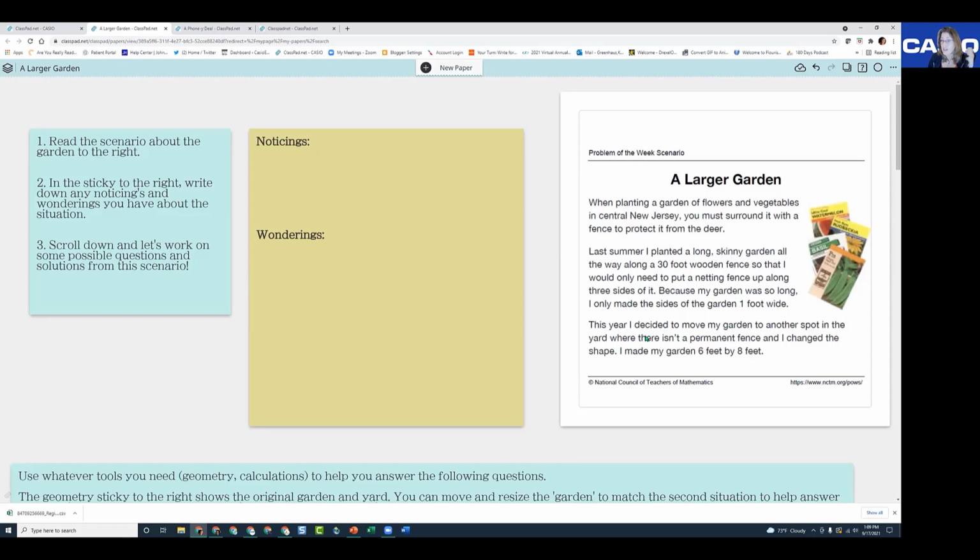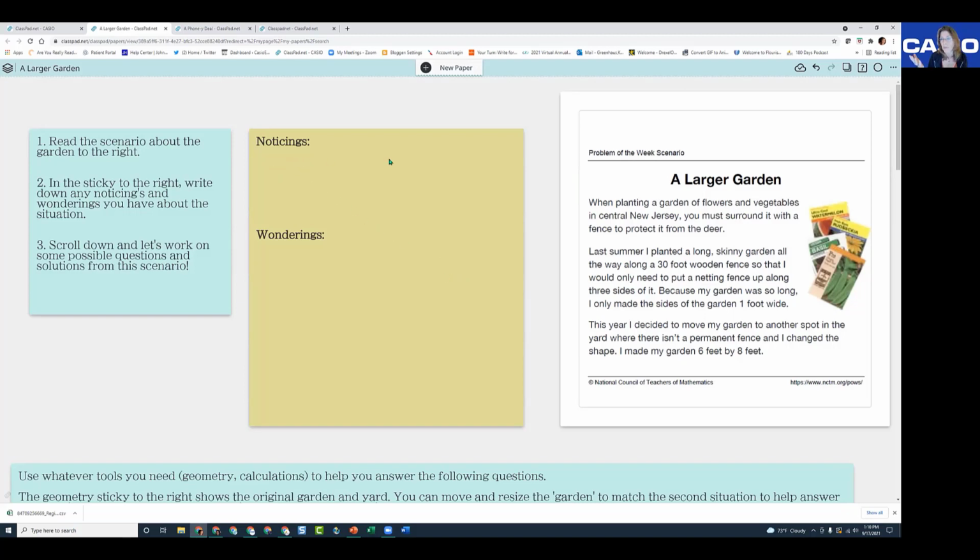And then this year they decided they're going to move the garden. So now we're going to get it away from that permanent fence and create a 6 by 8. So that changes not only the perimeter, but the area, and it's those types of things. So if we were to have students read this and talk about it, I would want them to do some noticings and wondering. So what do you notice?